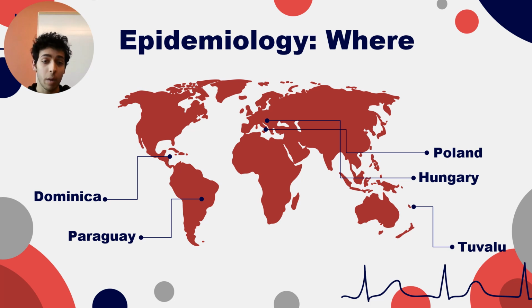The top three most common countries for men include Paraguay, Hungary, and Poland. And the top three most common countries for women include Paraguay, Tuvalu, and Dominica. You can see here that Paraguay has the highest prevalence of hypertension anywhere in the world.